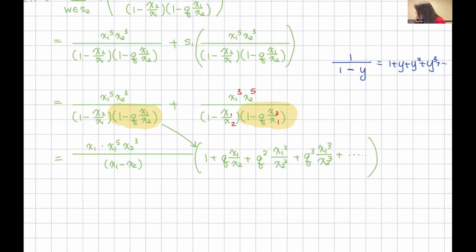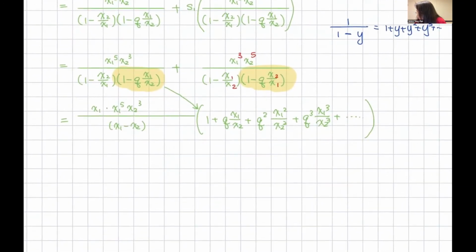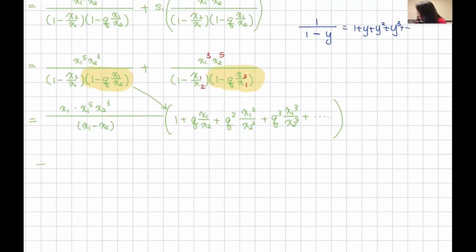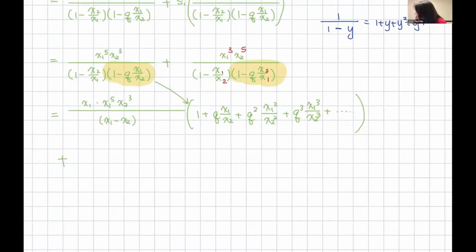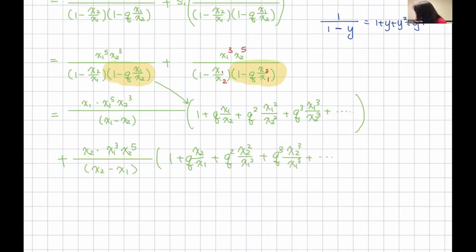All right, and then we do the other thing. The other fraction, let me do it in the other row. Same idea: we have x2 times x1 cubed, x2 to the power 5, but this time it's x2 minus x1. And then I have 1 plus q x2 over x1 plus q squared x2 squared over x1 squared plus q cubed x2 cubed over x1 cubed plus dot, dot, dot. All right, again, stop me if you cannot follow what I'm talking about.